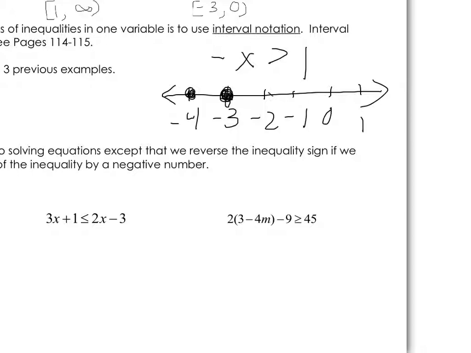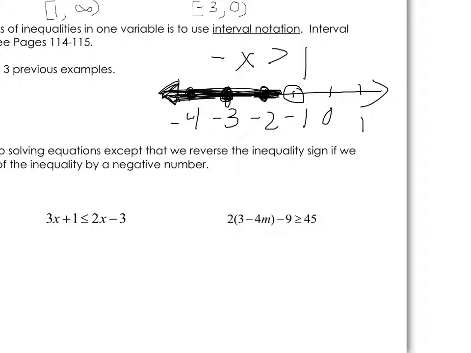What about negative 2? Is the opposite of negative 2 positive 2? And is positive 2 greater than 1? Yes. What about negative 1? What's the opposite of negative 1? It's a positive 1. Does that work? No. How about 0, 1, 2? No, none of those works because the opposite of 0 is just 0. 0 is not greater than 1. So our solution will be all values to the left of negative 1.